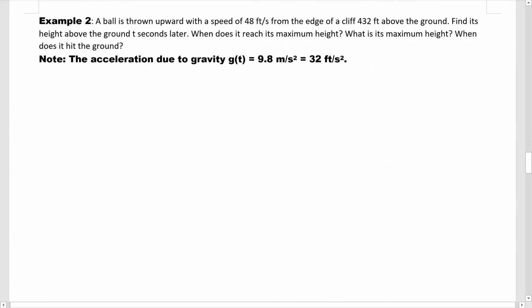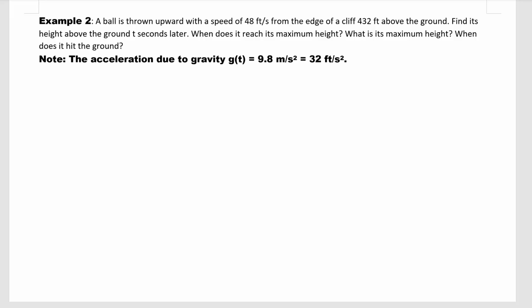Okay, example 2. A ball is thrown upward with a speed of 48 feet per second from the edge of a cliff 432 feet above the ground. Find its height above the ground t seconds later. When does it reach the maximum height? What is the maximum height? When does it hit the ground?